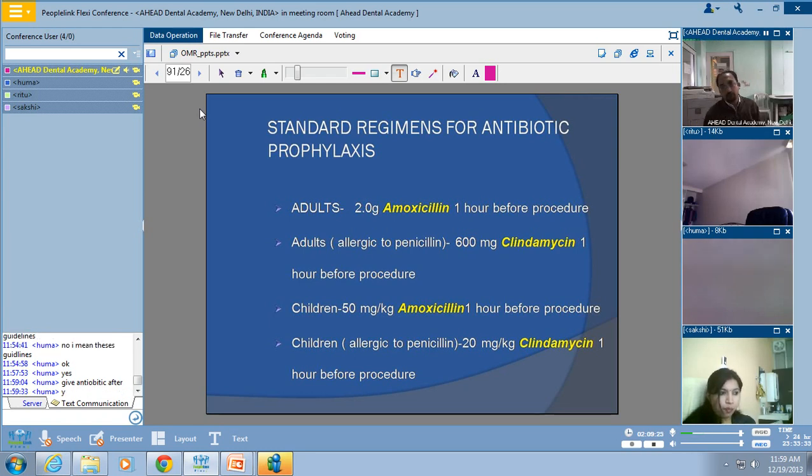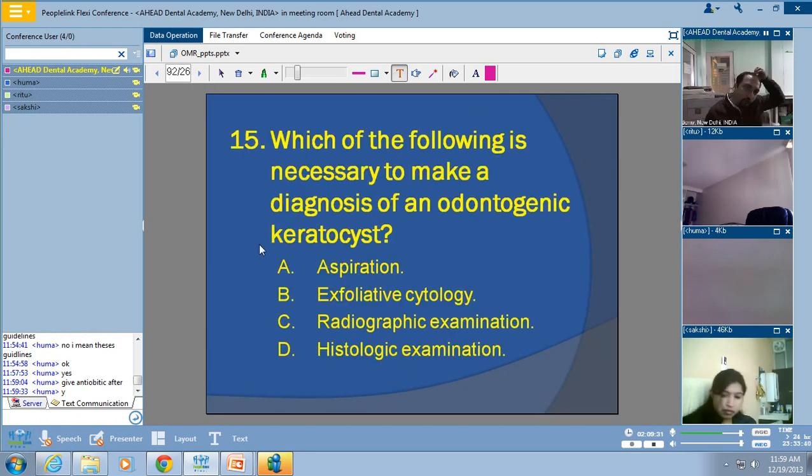So we'll go on to the next question. Which of the following is necessary to make a diagnosis of an OKC? Aspiration, exfoliative cytology, radiographic examination, and histological examination. Of all these four, which is the best answer? Histological examination, perfect. You are absolutely right.